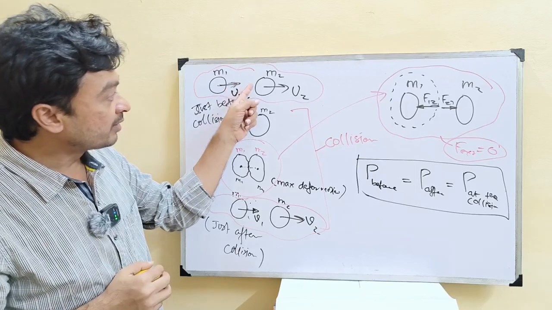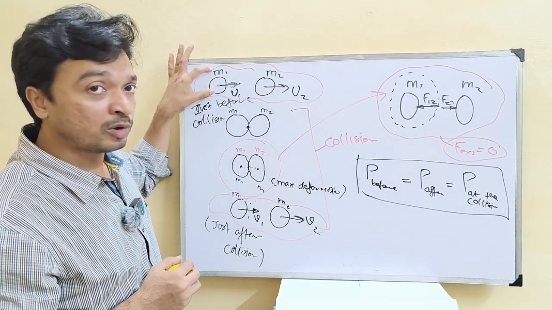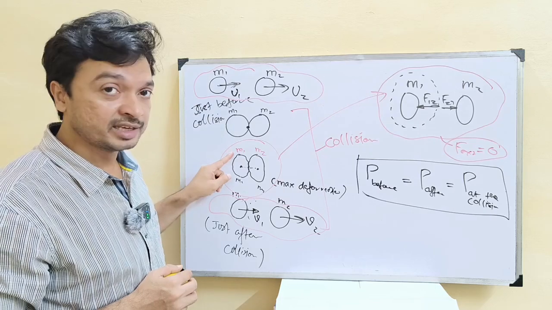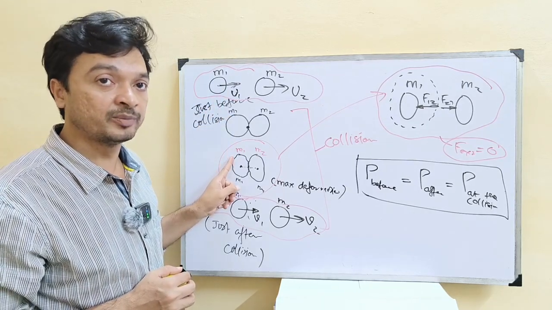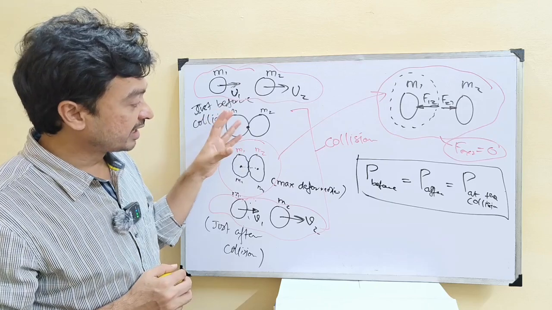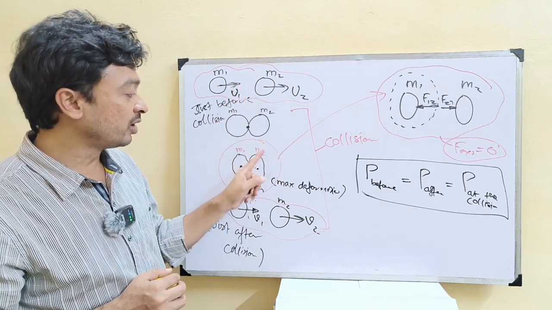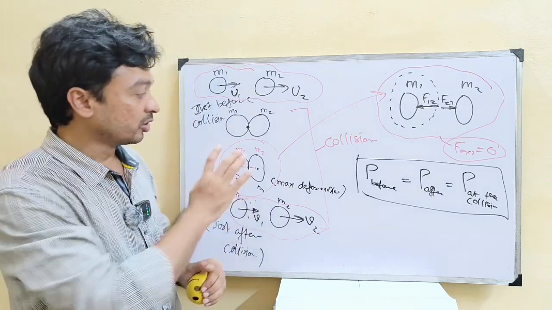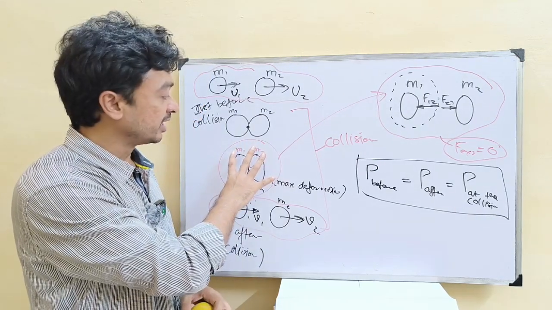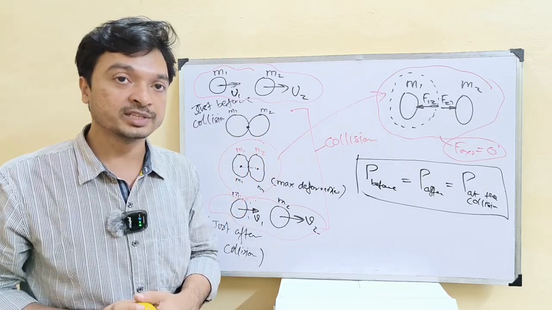Okay. So what about kinetic energy? Kinetic energy before collision is now decreasing because some portion of kinetic energy is utilized in deforming the body. Okay. So kinetic energy is decreasing, right? So kinetic energy before collision is not equal to kinetic energy at the time of collision. Okay. Now you get the concept clear, right? Kinetic energy is decreasing and some deformation potential energy is there.